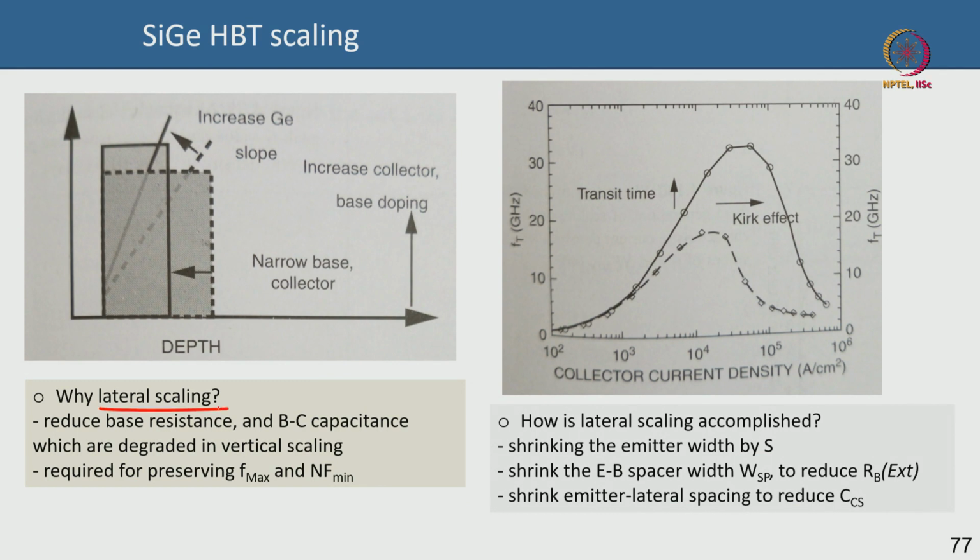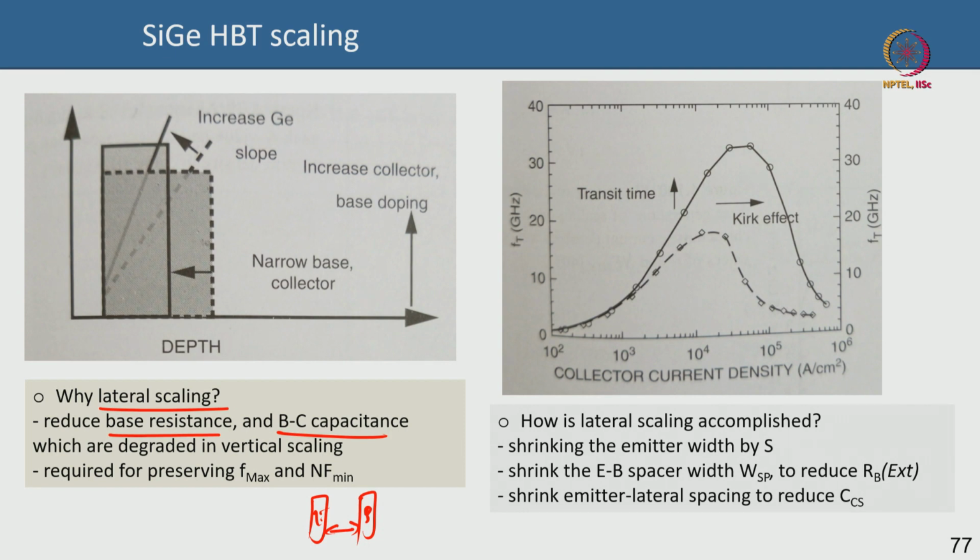That is for vertical scaling. How do you do lateral scaling? When you laterally scale the device, which means you have an emitter like that, top view, this is the base, you decrease the spacing between the base and the emitter finger. That is the lateral scaling. Lateral scaling will reduce the base resistance, obviously, when you bring the base closer to the emitter. It will also reduce your base collector capacitance because you are shrinking them laterally, you are bringing the pads closer.